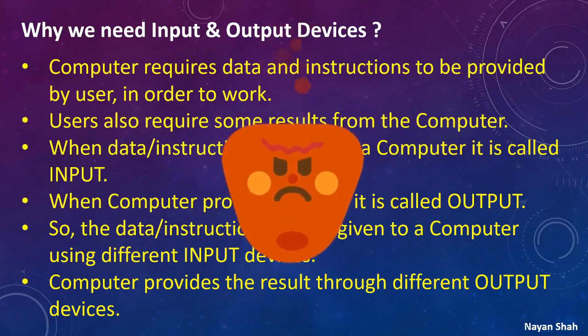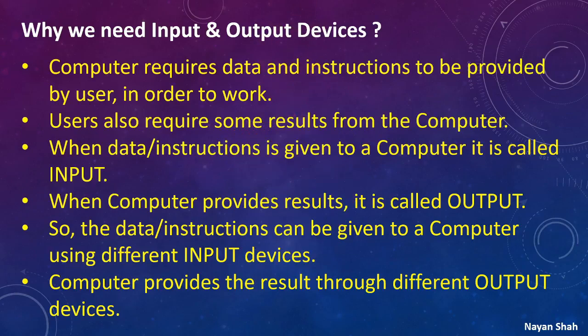A computer requires data and instructions to be provided by the user, and only then can the computer work. The user also requires some output from the computer. If we just keep on giving data to the computer and it doesn't give any output, then again it is of no use. So we also require some result, some output from the computer.